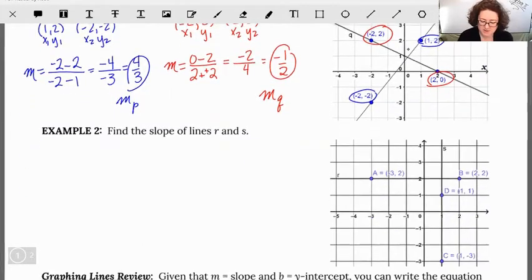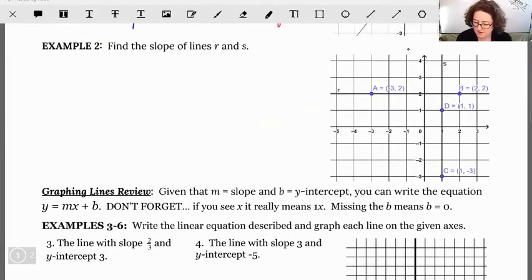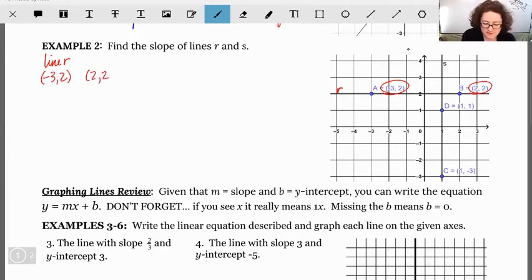Example 2, find the slopes of lines R and S. Again, we're given some points. Let's start with line R. There's our R. We're looking at points A and B. Our points are (-3, 2) and (2, 2). It doesn't really matter what order I write them in, as long as I have an order to use in my formula. So again, x1, y1, x2, y2, and we plug into our formula.